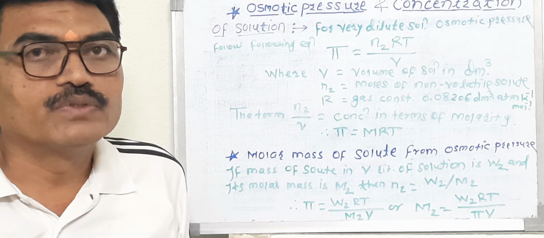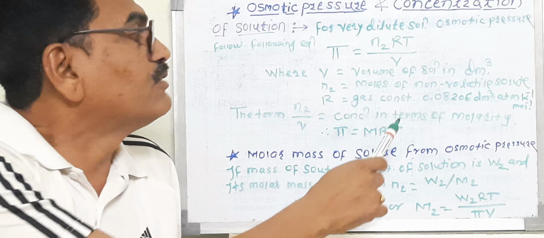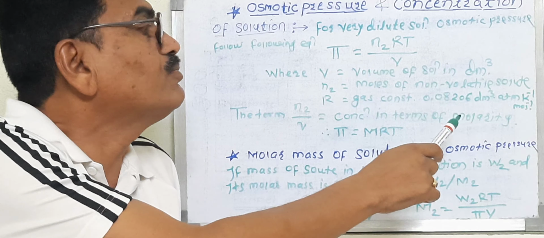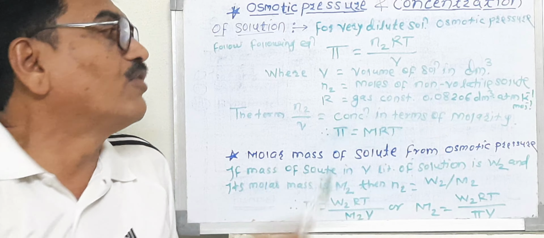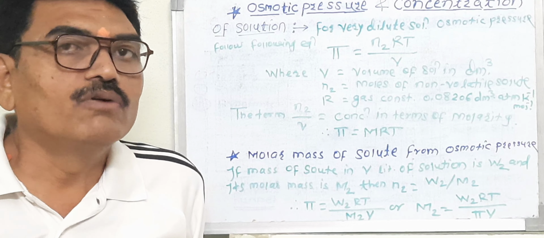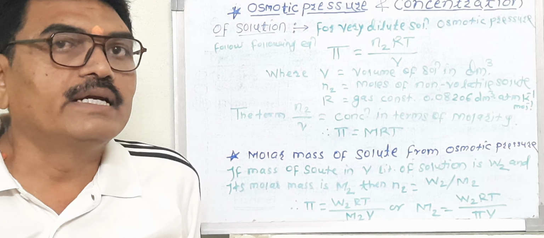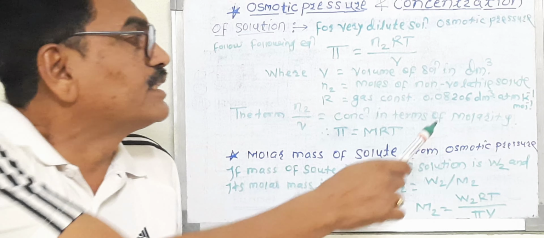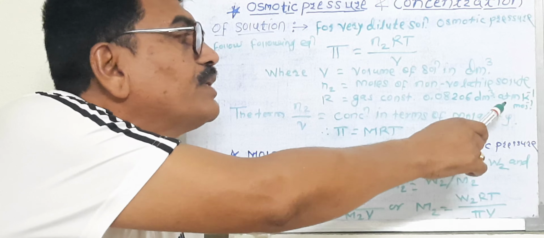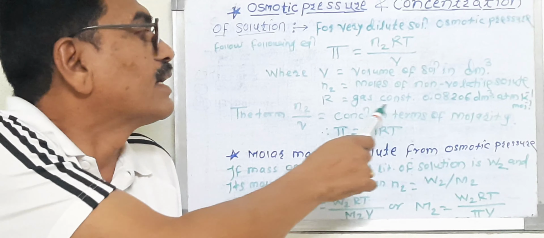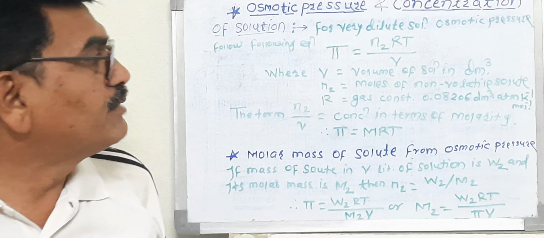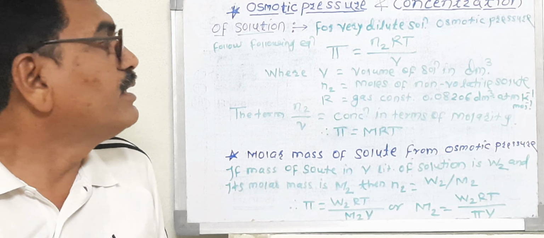The gas constant is given as 0.08206 decimeters cube into atmosphere per Kelvin per mole. We know gas constant R is 8.314 joules per Kelvin per mole. In this case, it is given in decimeters cube into atmosphere per Kelvin per mole. That's why the gas constant is equal to 0.08206 decimeters cube into atmosphere per Kelvin per mole.